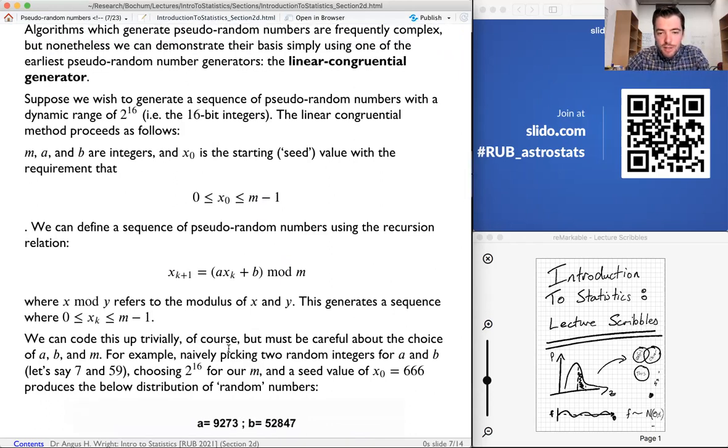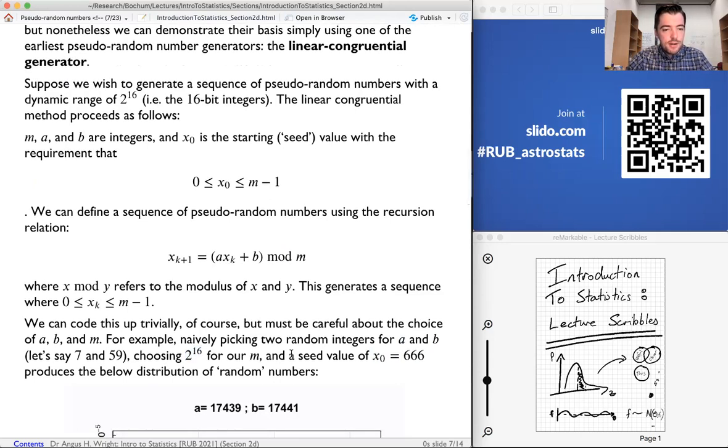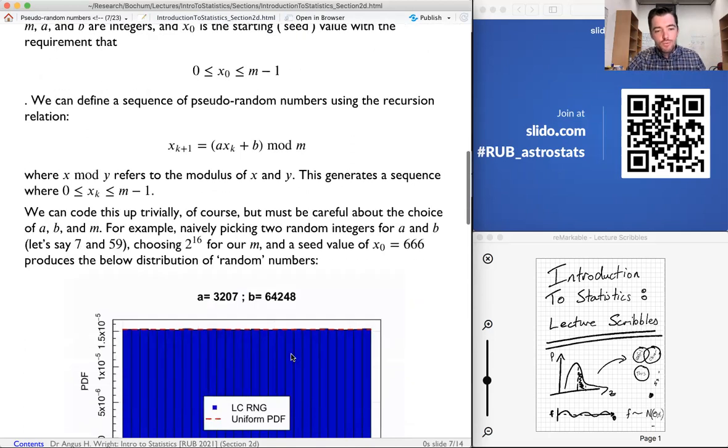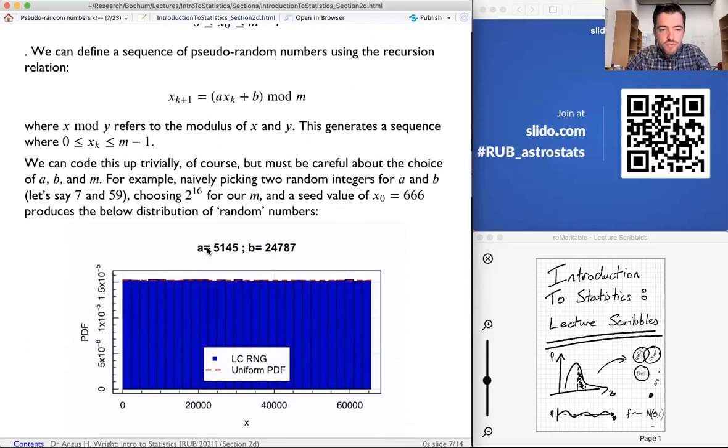And then we can pick a couple of numbers. We can pick values for A, we can pick values for B. And let's say that we're going to set M to be 2 to the power of 16, so we want to generate what's called 16-bit numbers. Our random numbers are going to vary from 0 to 2 to the power of 16 minus 1. Let's choose again a random seed, which I've chosen as 666 for no particular reason. And I'm now going to run this algorithm just by randomly assigning A and B.